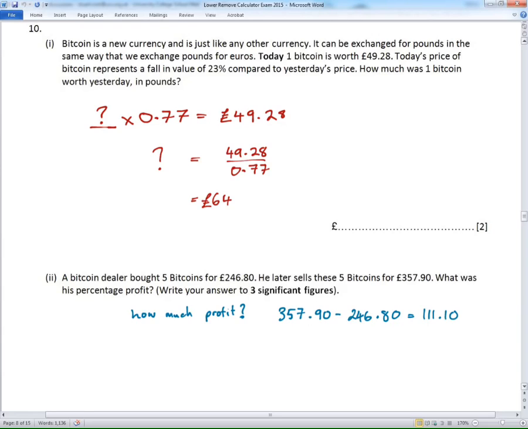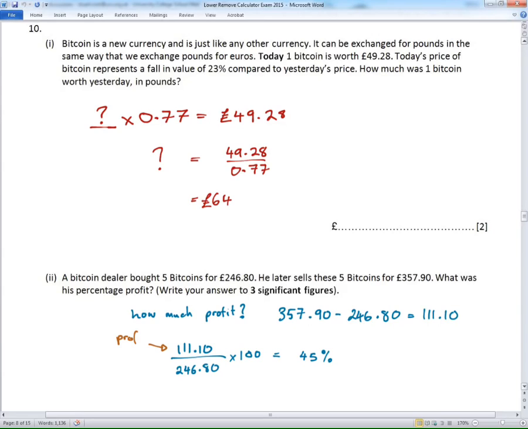This gives you £111.10. To find the percentage profit, you take the profit and divide it by the cost price, so how much he bought the Bitcoins for, which was £246.80. Since this is a fraction, to find the percentage you times it by 100. If you put this in your calculator, you end up with 45% as the percentage profit.